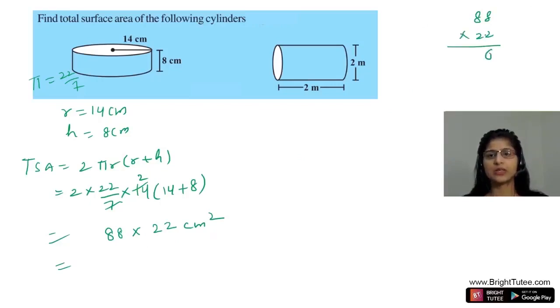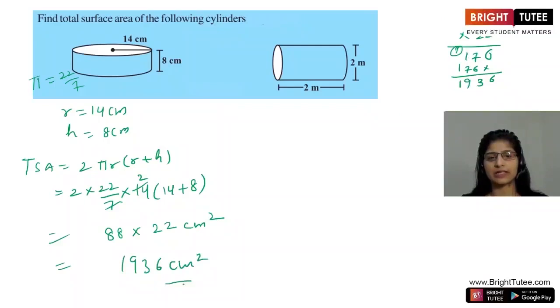2 8s are 16. 2 8s are 16 and 1 17. So like this we will get 6, 7 and 6 3, 13 and 1 will be the carry, 7 and 1 8 and 1 9. So we get 1936 square centimeter as the area. Okay, what about the second one?